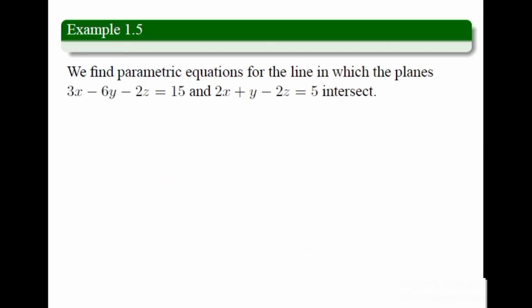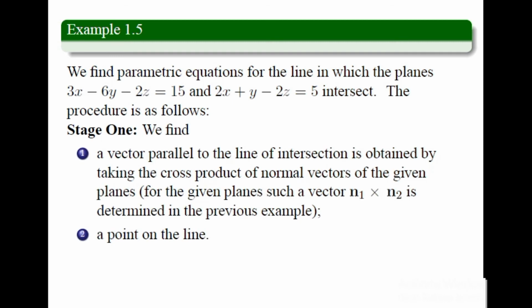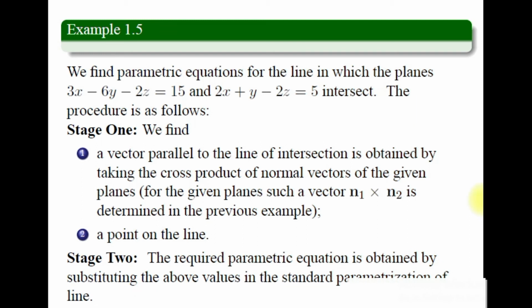We find parametric equations for the line in which the planes 3x minus 6y minus 2z is equal to 15 and 2x plus y minus 2z is equal to 5 intersect. The procedure is as follows. Stage 1. We find a vector parallel to the line of intersection, and this is obtained by taking the cross product of normal vectors of the given planes. For these planes, in the previous example, we have obtained vector n1 cross vector n2. We also find a point on the line. In stage 2, the required parametric equation is obtained by substituting the above values in the standard parameterization of a line.